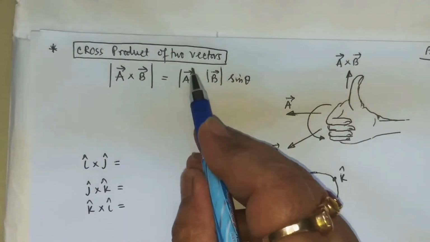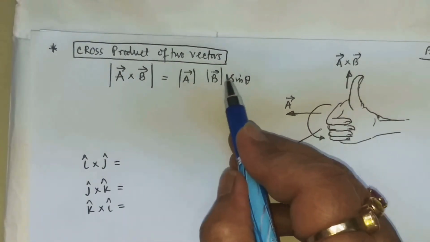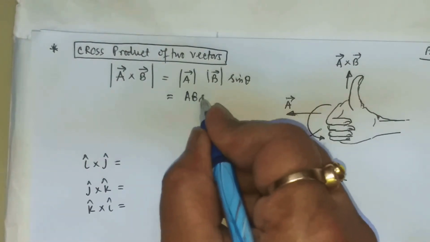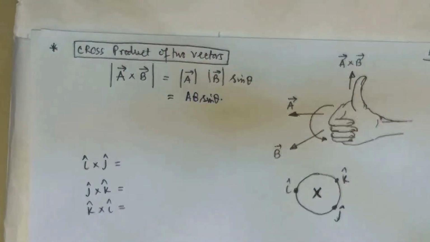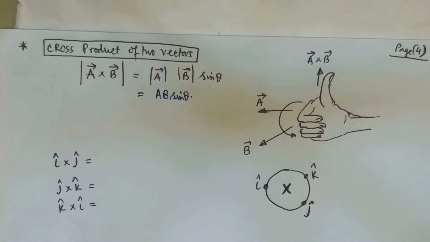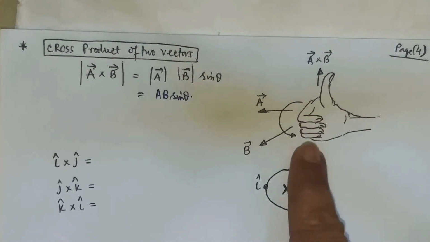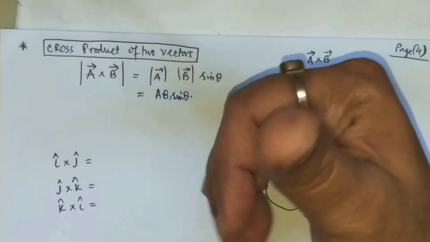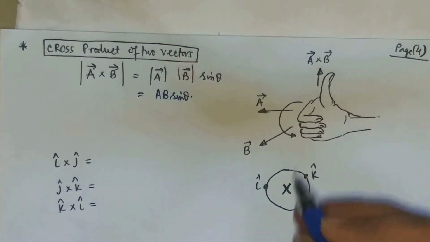It is the magnitude of the first vector into the magnitude of the second vector into sine of the angle between them. You can also write it as AB sine theta. Now what is the direction? If you stretch your right hand fingers towards the first vector A and rotate them towards the second vector, the thumb points towards A cross B.